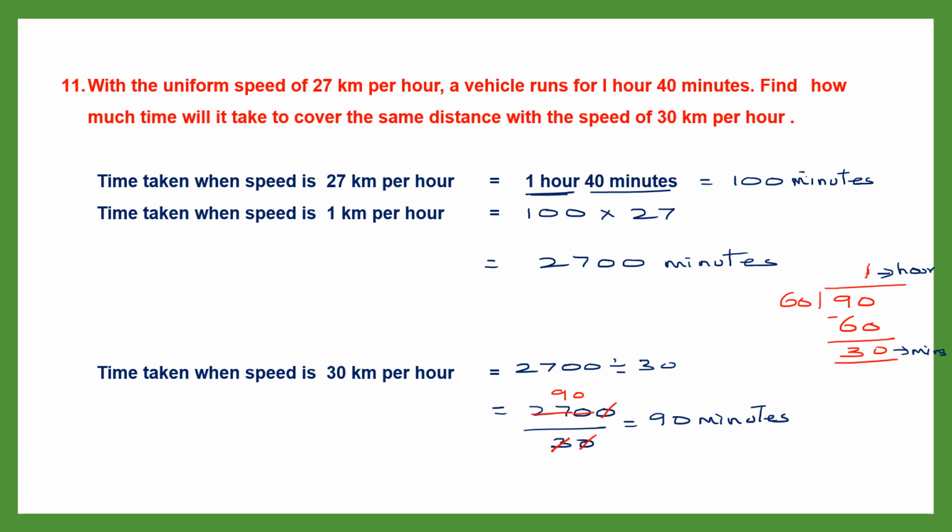So how long did it take? It took 1 hour and 30 minutes. So this is our answer. The time taken when the speed is increased to 30 kilometers per hour, in 1 hour 30 minutes, they were able to complete that distance. So this is our answer.